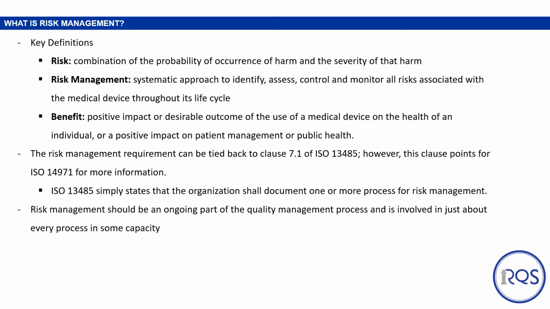The risk management requirement can be tied back to Clause 7.1 of ISO 13485. However, this clause simply points to ISO 14971 for more information. ISO 13485 simply states that the organization shall document one or more processes for risk management. Risk management should be an ongoing part of the quality management system and is involved in just about every single process in some capacity, whether it's evaluating changes to documents or design, to applying risk-based approaches to items such as assessing suppliers, or whether it's handling complaints.